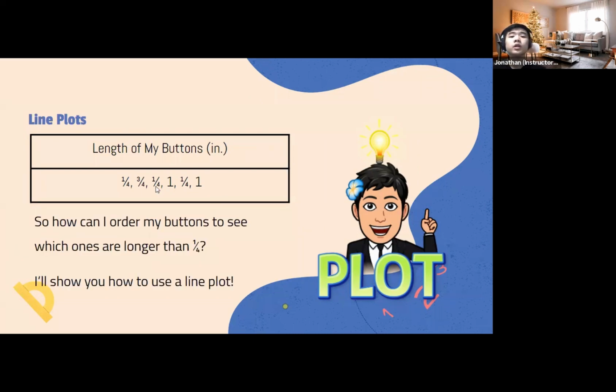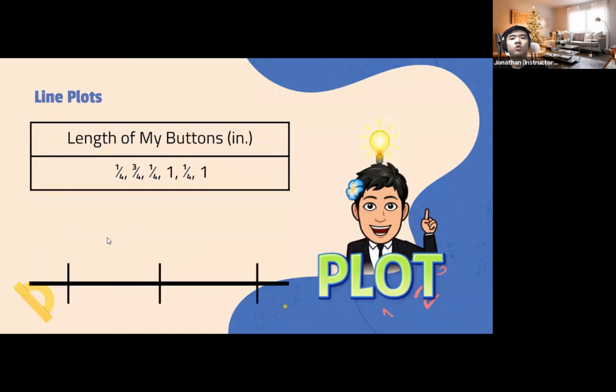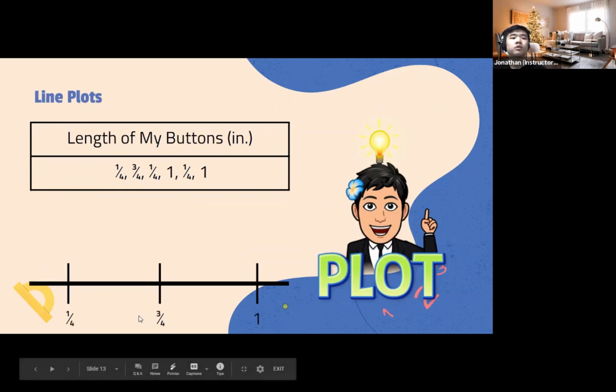So how can I order my buttons to see which ones are longer than 1/4? Let us use a line plot. So this is going to be our line plot. I drew a line and 3 plots for the 3 measurements we have. So one of them is 1/4, the other is 3/4, and then 1. So this is a line with 3 plots of my measurements.